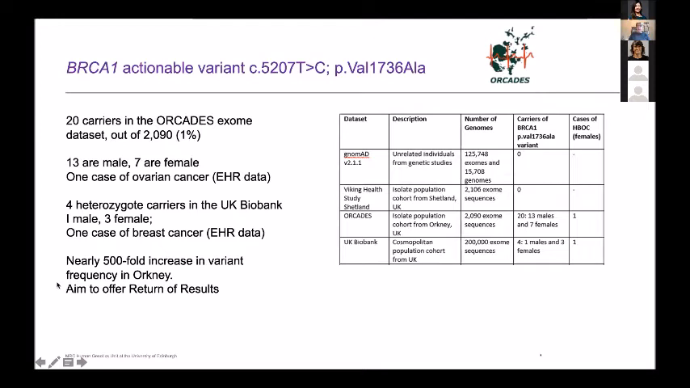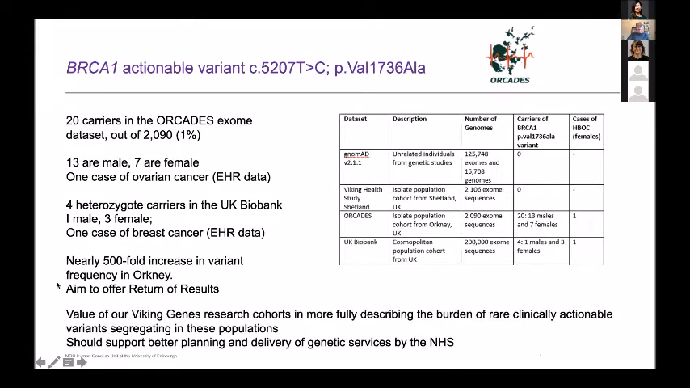And our plan is to begin our return of genetic results with this variant to the women, the living women who carry it, who we found carry it. But even before we do that, there's already been some value of our research cohorts in more fully describing the burden of these rare clinical variants that segregate in these isolate populations. And that in turn should support better planning and delivery of genetic services by the NHS.